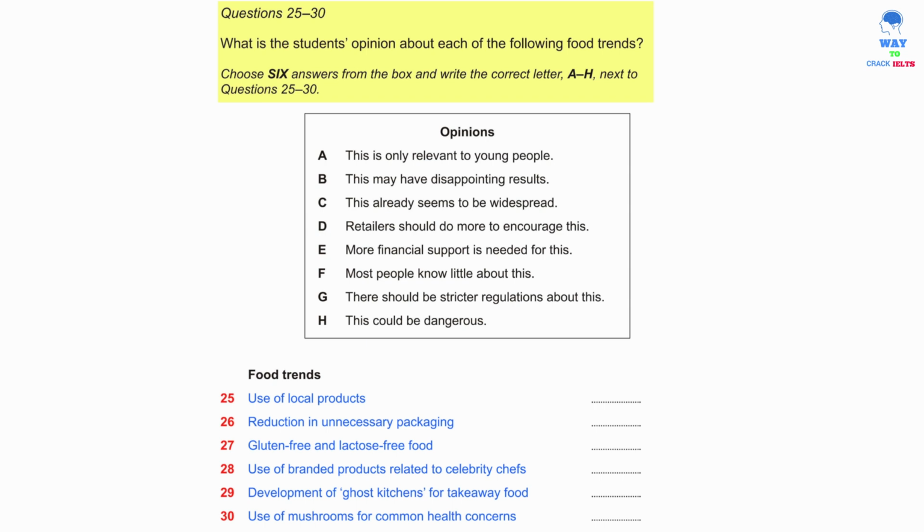That's right. One thing I've noticed is the number of branded products related to celebrity chefs. People watch them cooking on TV and then buy things like spice mixes or frozen foods with the chef's name on. I bought something like that once, but I won't again. Yeah, I bought a ready-made spice mix for chicken, which was supposed to be used by a chef I'd seen on television, and it didn't actually taste of anything.